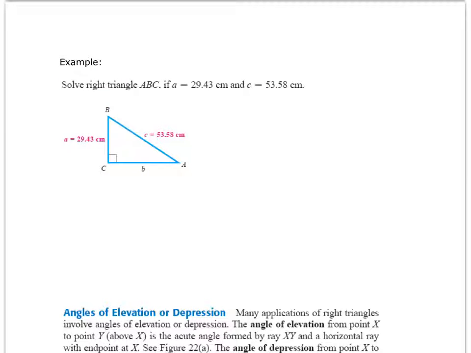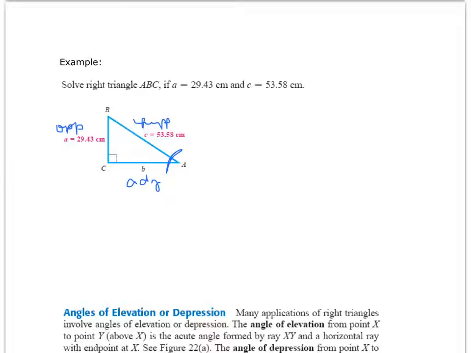So when we're looking at this next example, we need to go through and find everything that we're missing here. So let's look. We have all of our sides, but we don't have any of our angle measurements. So let's start and try to find angle A. So we have opposite and a hypotenuse and adjacent, just looking for A.